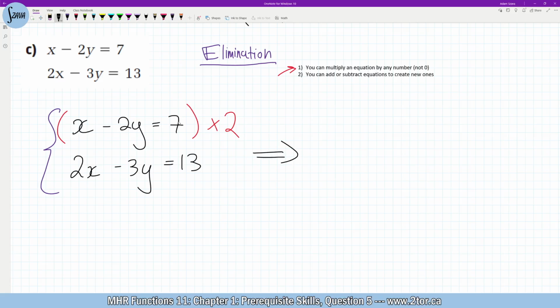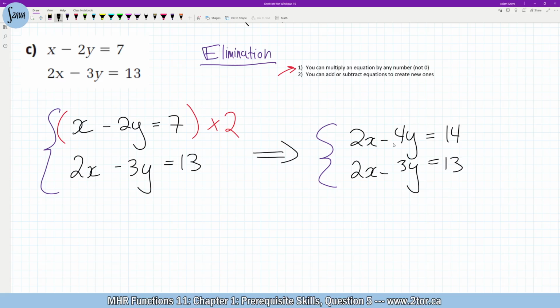Remember, I'm allowed to multiply an equation by any number. So now my new system is 2x minus 4y equals 14. I've multiplied everything by 2. And now again, 2x minus 3y equals 13, this equation didn't change. Then I want to subtract these two equations to get a new equation. Maybe I'll write the little subtraction here, and that's part number 2: I'm going to add or subtract them to create a new equation.